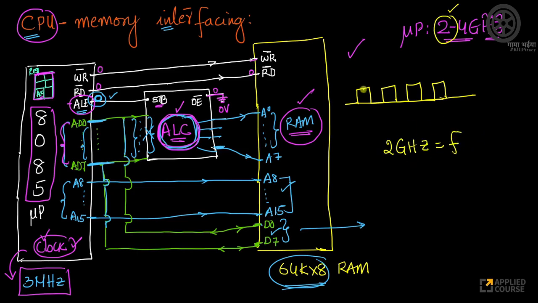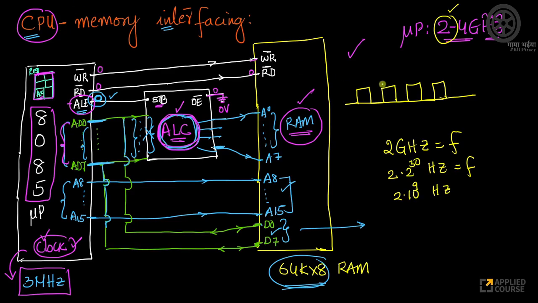What does it mean? What is giga? Giga is 2 power 30. So the frequency is 2 into 2 power 30 hertz. 2 power 30 is roughly equal to 10 power 9. That's what we saw, right? 2 power 30 is roughly equal to 10 power 9.